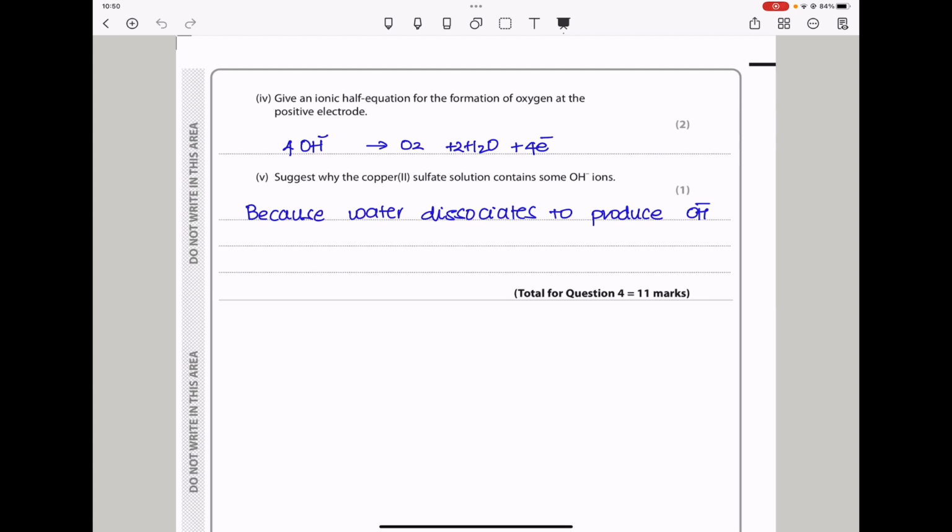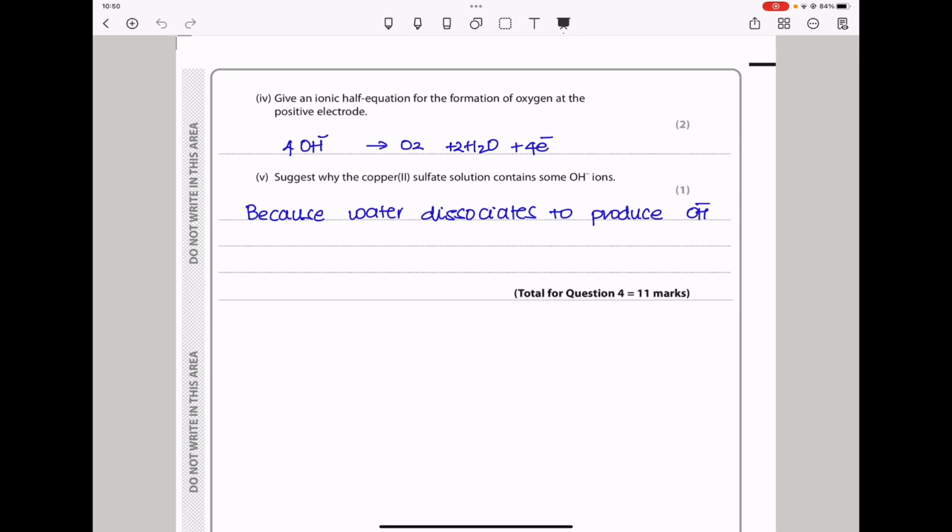In the last part, suggest why the copper 2 sulfate solution contains some OH minus ions. The OH minus ions present are because water dissociates to produce OH minus. You would say water breaks apart to produce H plus as well as OH minus. So that is why there is some OH minus. So this brings us to the end of question 4.